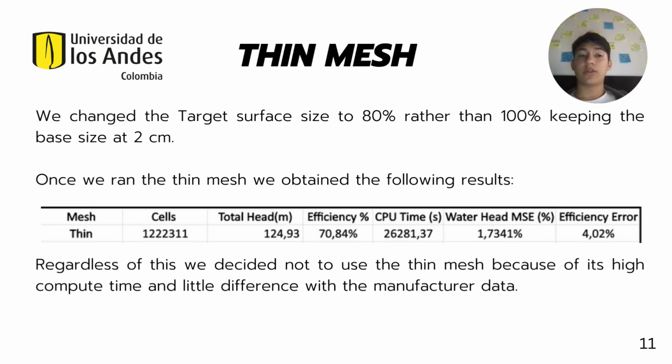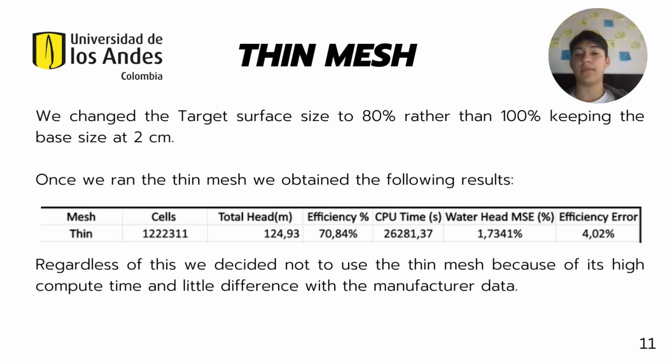For the thin layer, we were supposed to decrease the base size by 30%, but this caused problems of recirculation inside the impeller and the cutwater region specifically, which would later cause negative and wrong data for the reports of brake power and efficiency. So we only changed the target surface size to 80% and ran this layer. We obtained the following results. Regardless of this, we decided not to use the thin layer because of its high compute time and the differences with the manufacturer data.